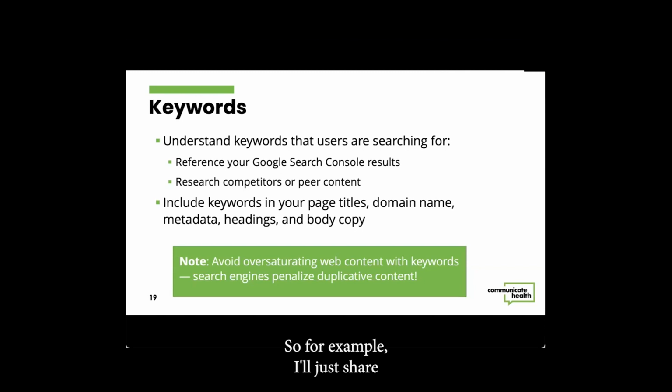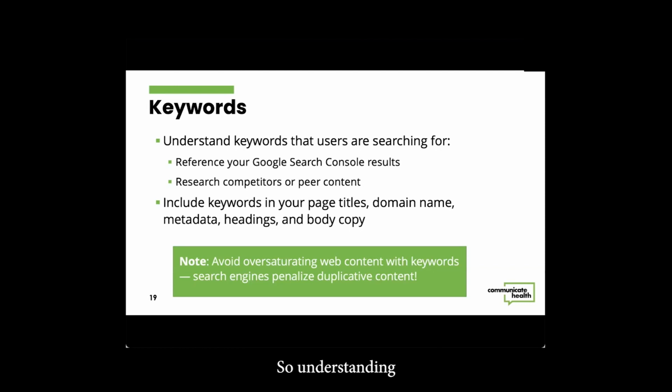So for example, I'll just share an example of a project or an organization that Kelsey and I work with. We work with the Office of Disease Prevention and Health Promotion. And one of the websites we work on is health.gov. So a lot of the search terms are things like hypertension or mental health or Healthy People 2030, which is one of the initiatives that the Office of Disease Prevention and Health Promotion oversees.